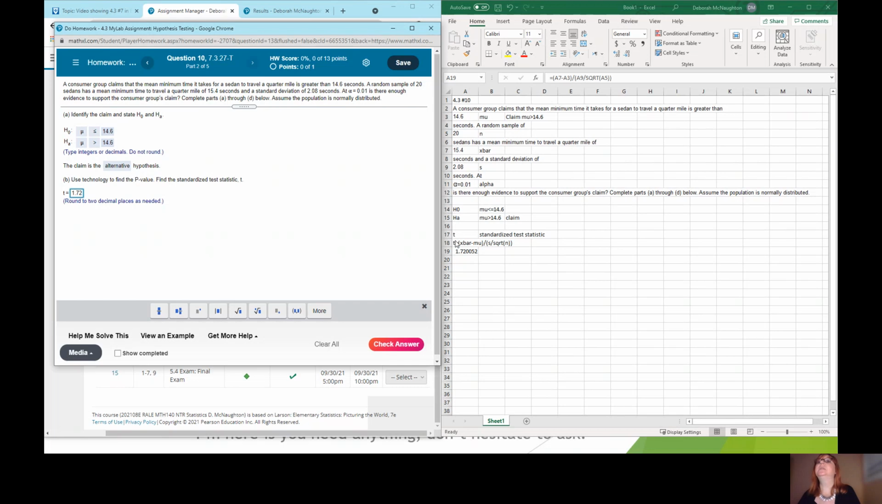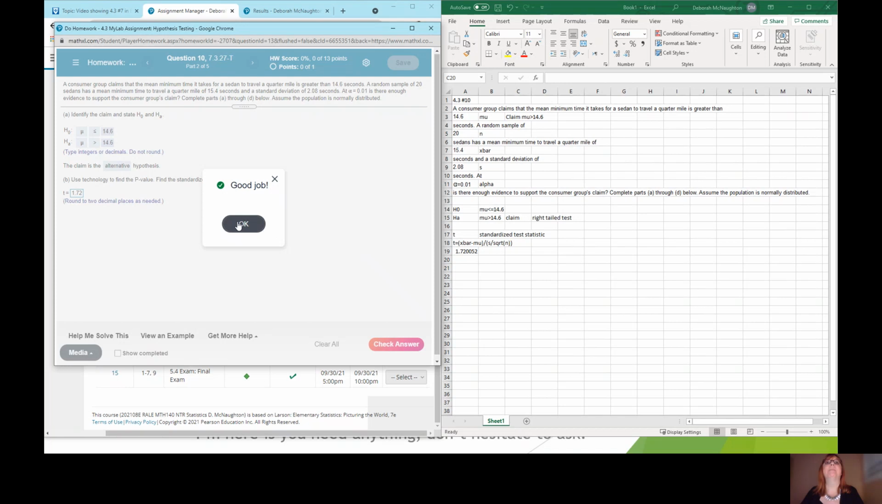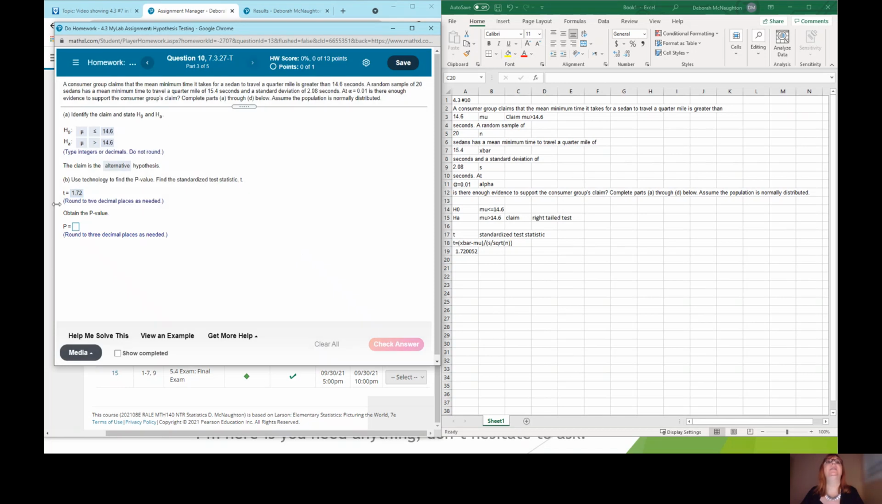So since this is greater than, this means we have a right tail test. Remember that a right tail test has a positive t-value, a left tail test has a negative t-value, and a two-tailed test has a negative and a positive t-value. Okay, and then next it wants us to find the p-value.